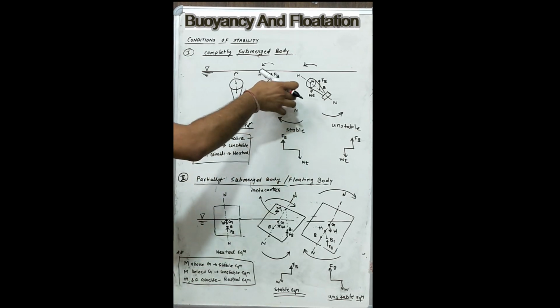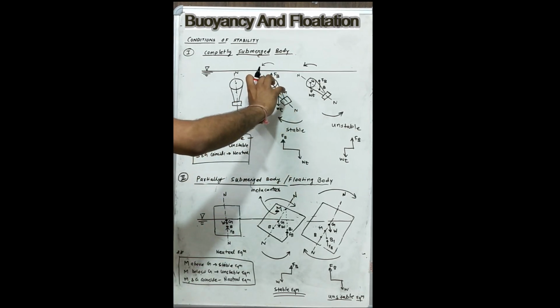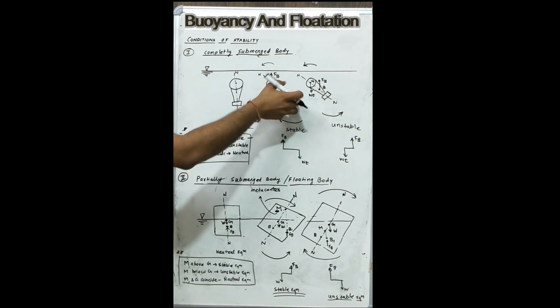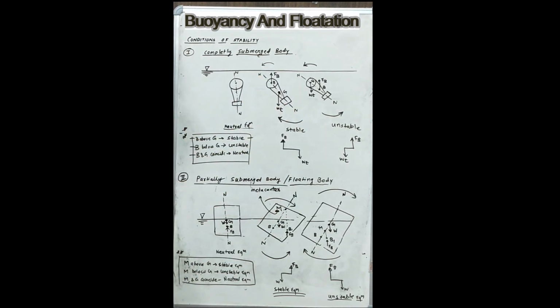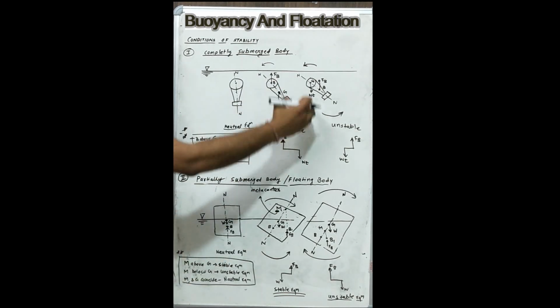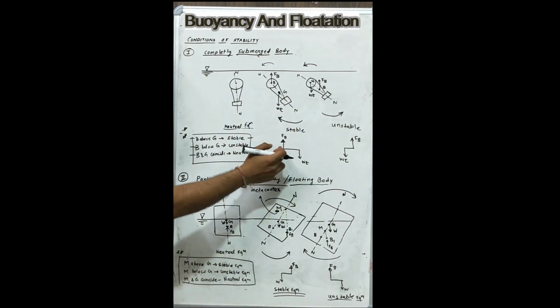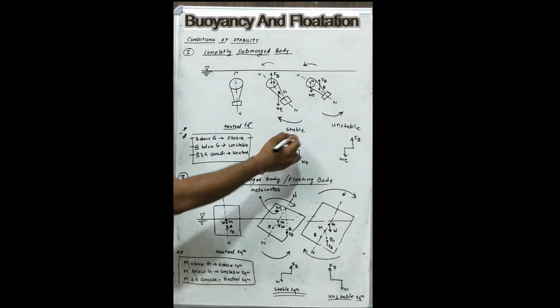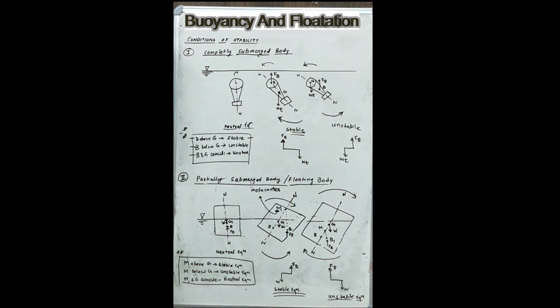If we give that anti-clockwise couple to this body, the body comes back to its natural position, again because of the couple generated by the buoyancy force at B and the weight of the body at G. So it goes back to the same position. So it is a stable condition. It is the most stable equilibrium condition.